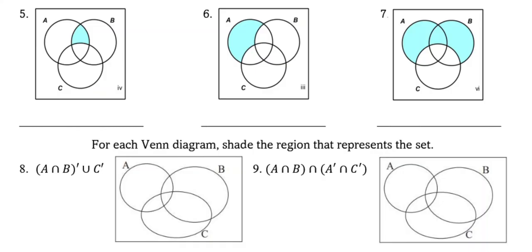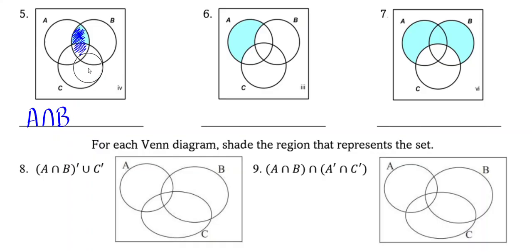All right, now we're working backwards. From a shaded Venn diagram, we're trying to label what this section is. So the first thing I'm seeing is that it's the stuff that's in between A and B. So that's A and B.